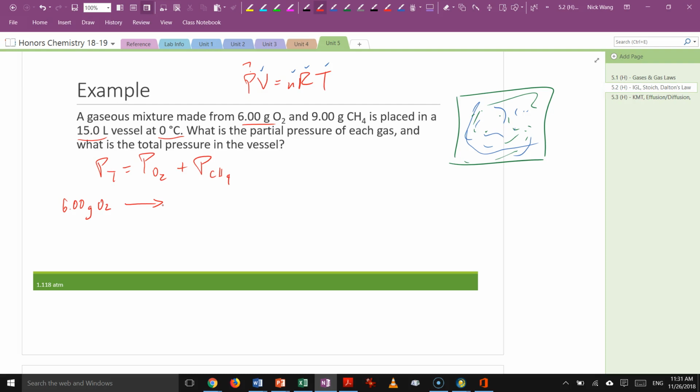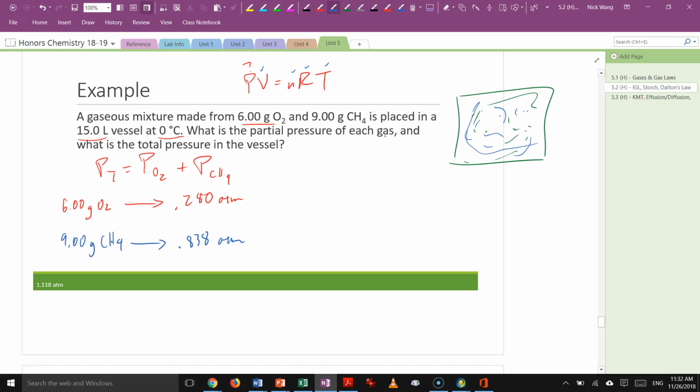6.0 grams of O2, the resulting pressure that it contributes is 0.280 atmospheres of pressure. So the 6 grams of O2, apply the ideal gas law, and then you get 0.280 atmospheres of pressure. Do the same thing with our friend CH4. So let's try this out. It's 9.00 grams of methane, and the corresponding pressure there is 0.838 atmospheres of pressure.